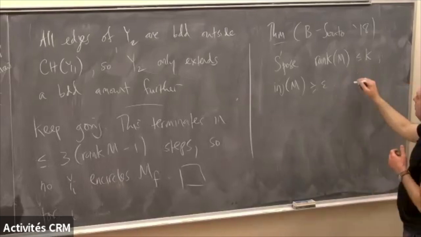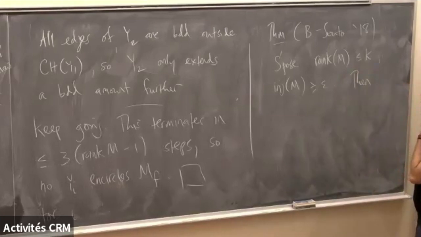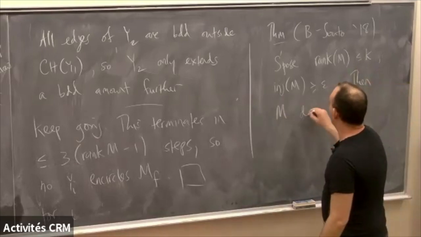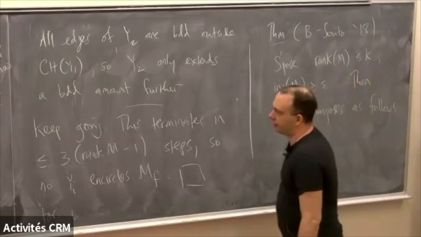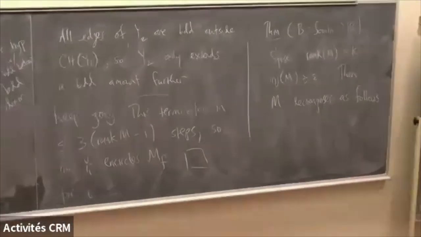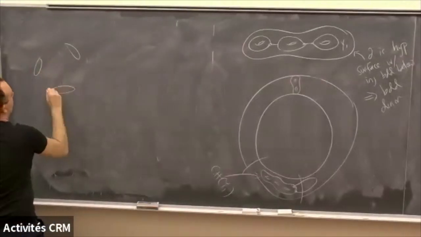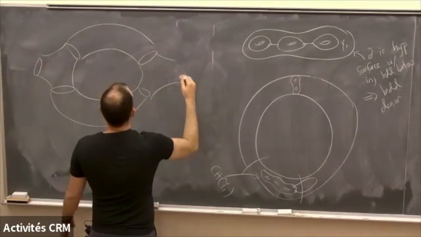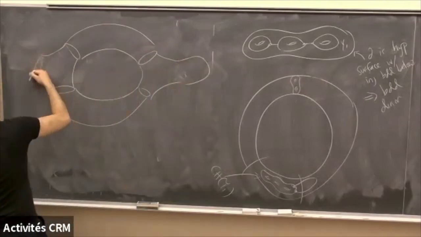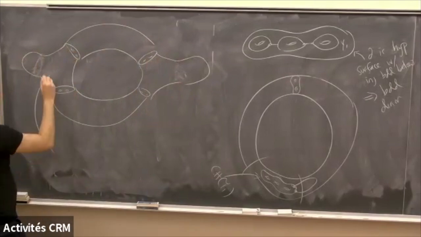Then, right. So then, briefly, M decomposes as follows. I'm just going to draw you a picture of what M looks like. And here's the picture. What's the content of this picture?